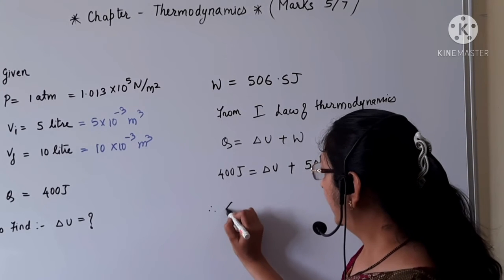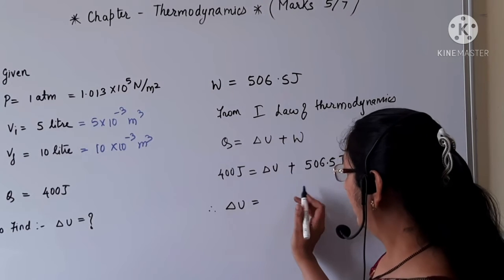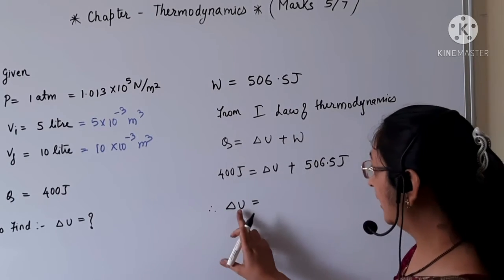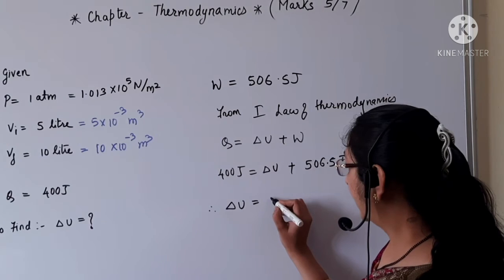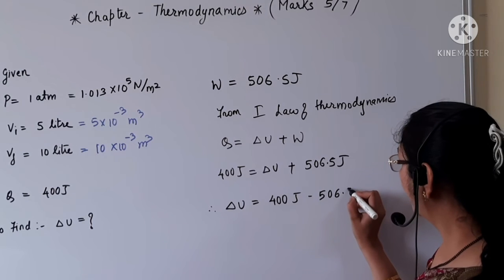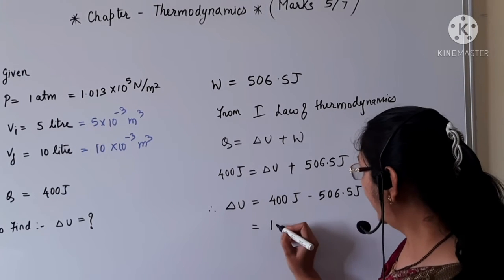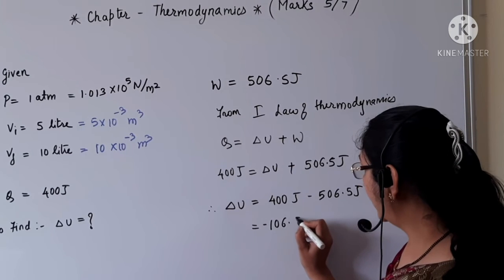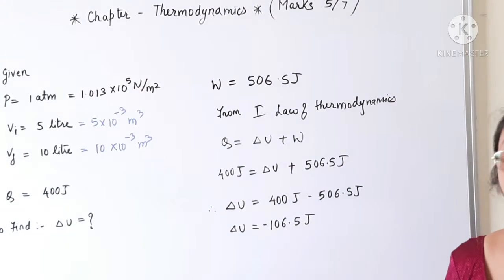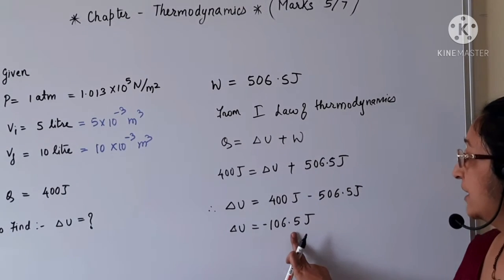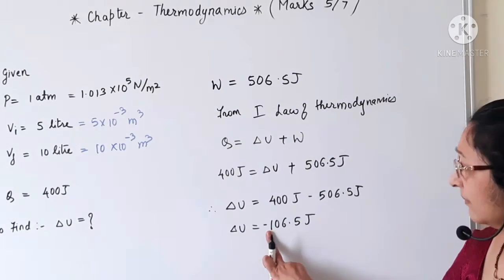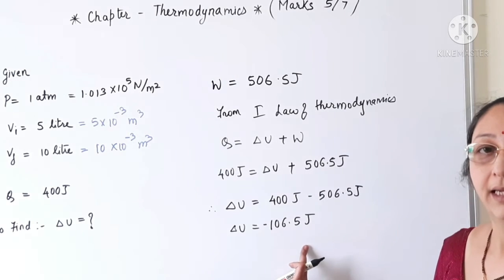So delta U is equal to, we shift it to the left hand side, 400 joules minus 506.5 joules. So delta U is 400 joule minus 506.5 joules, that is minus 106.5 joules. So the change in the internal energy, the decrease in the internal energy, is 106.5 joules. The answer given in the book does not have the minus sign.